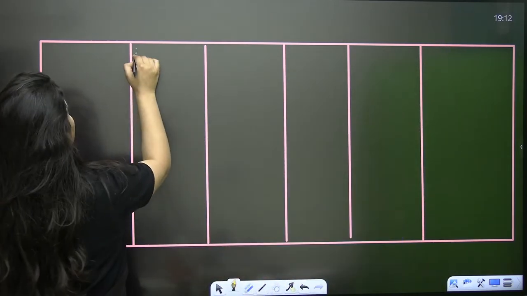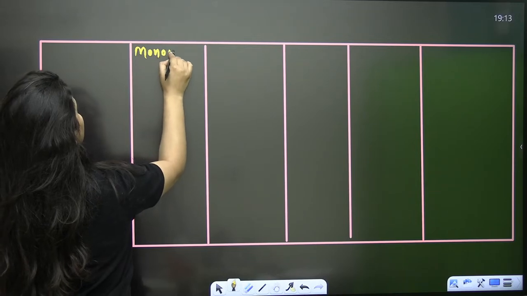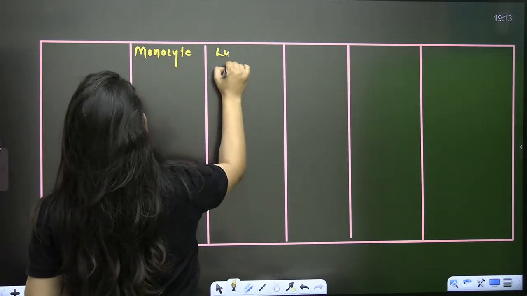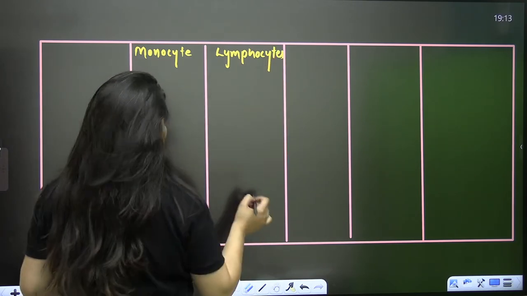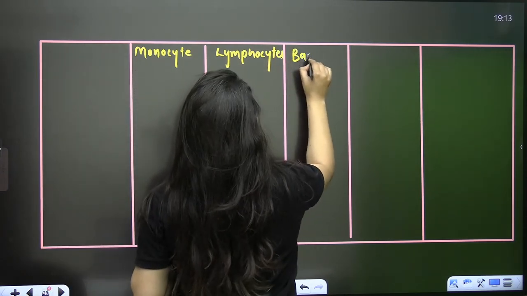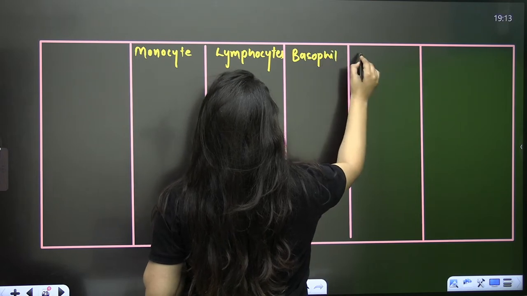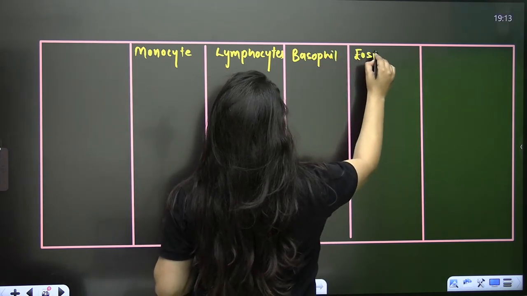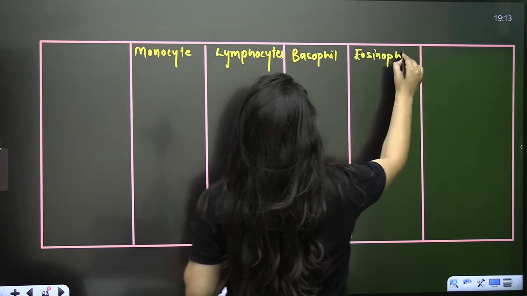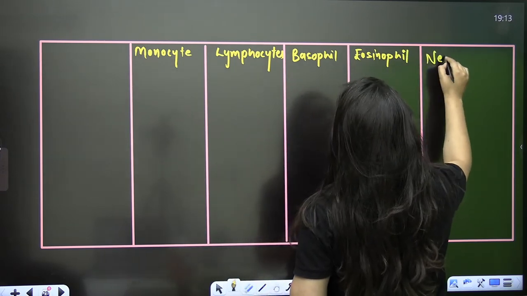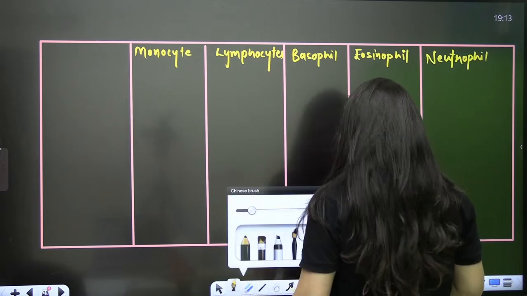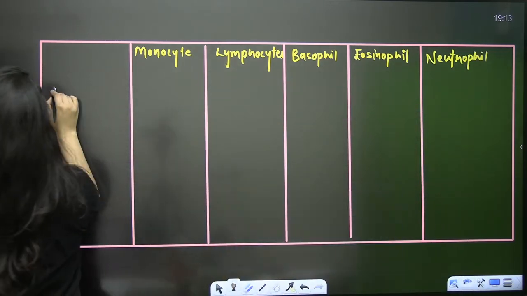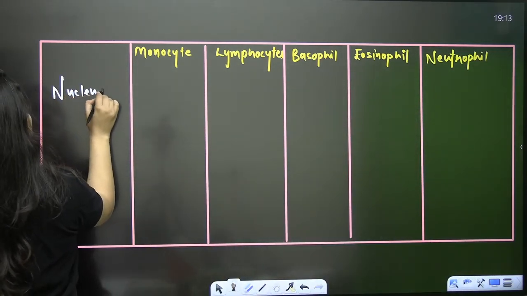So let's start with the MLA. M for monocyte, L for lymphocytes, which come under agranulocytes. Then comes the basophil. E for eosinophil, which is also known as acidophil. And then comes the neutrophil. So let's start with the nucleus shape.